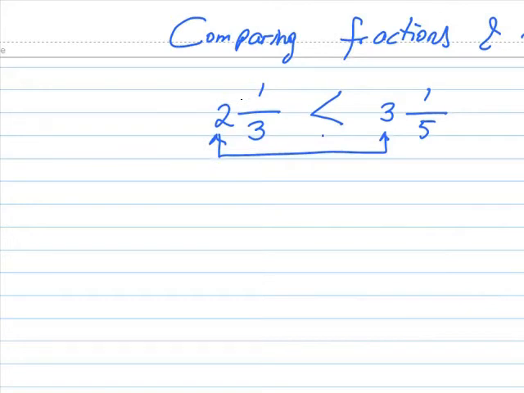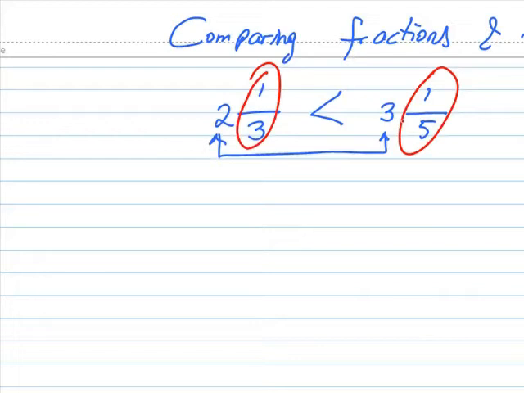But make sure when you do that, the fractional parts are in the proper form. In other words, the numerator is smaller than the denominator: 1/3, 1/5. So it is fairly easy to compare mixed numbers.